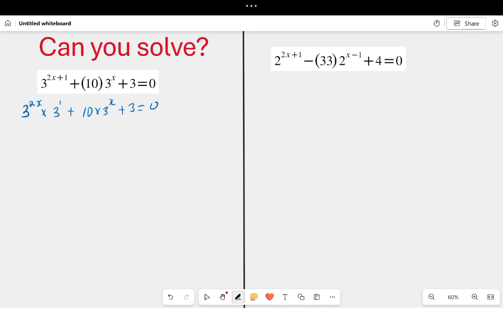Now, because we have 3 to power x, we want to interpret it. What does it really mean? 3 to power 2x also means 3 to power x, and then squared. Therefore, we are going to say let 3 to power x be equal to m.